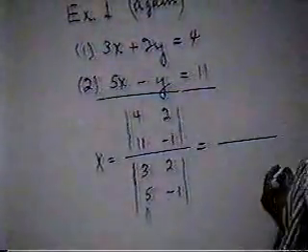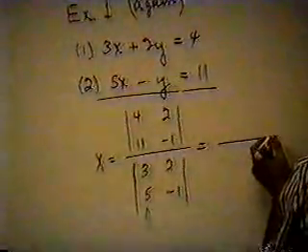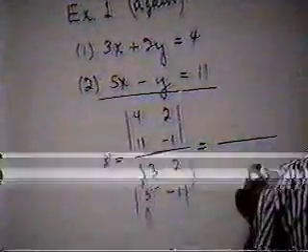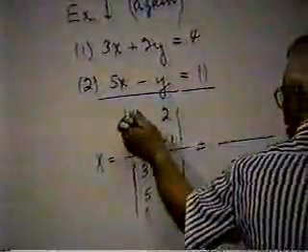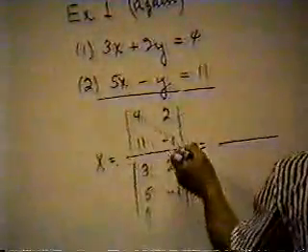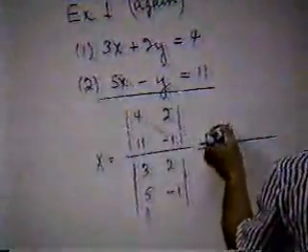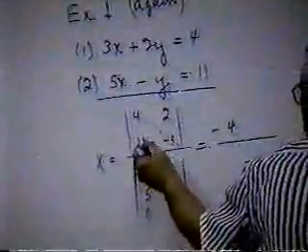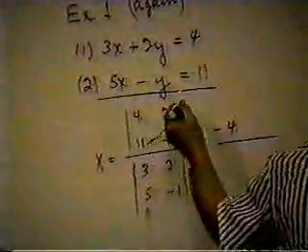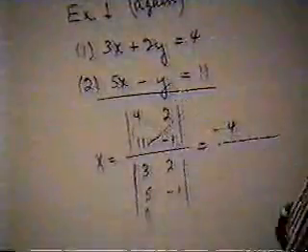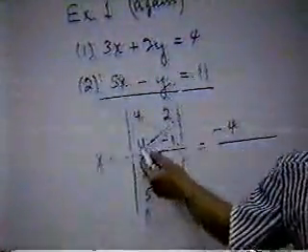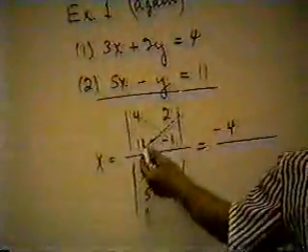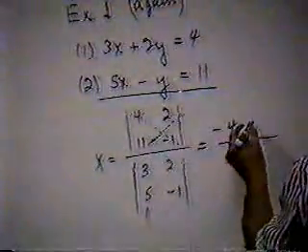Now we work the determinant. If you don't know how to do this, I'll explain it now. To do a 2x2 determinant, you multiply down. 4 times a minus 1 is a minus 4, and you multiply up. Now, when you multiply up, you change the sign of whatever you get. Multiplying up is 22, but we change that sign to a minus 22.